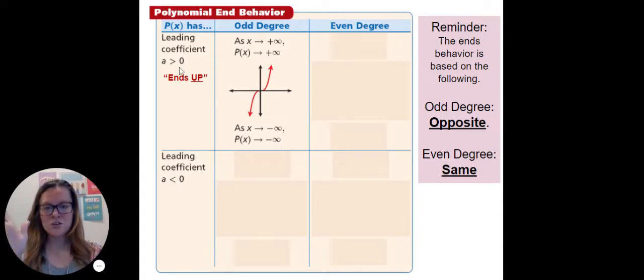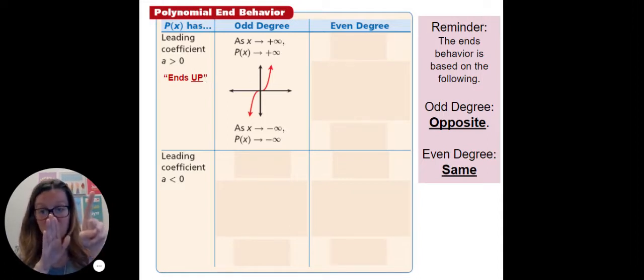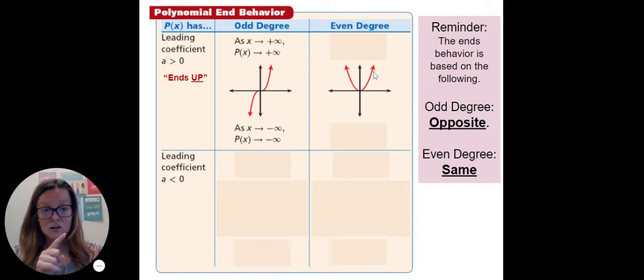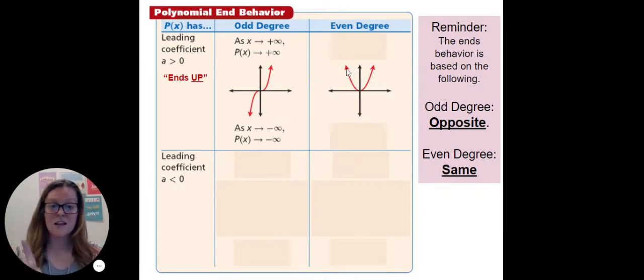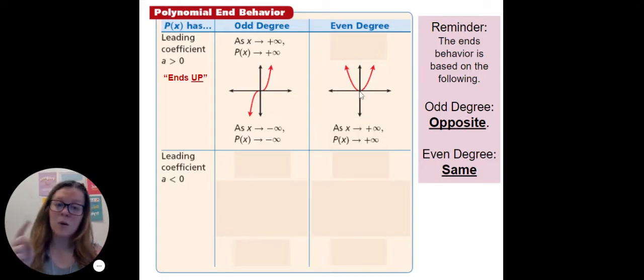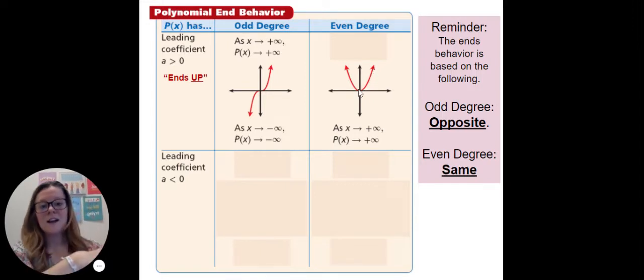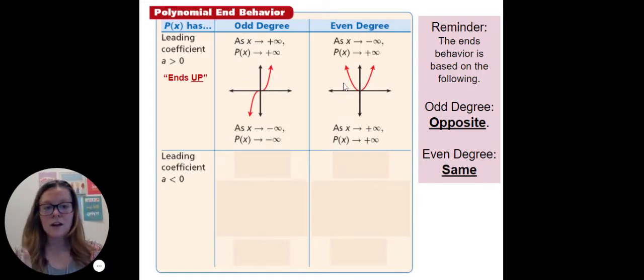Okay, so now we're going to do positive leading coefficient and an even degree. Well, again, my function is going to end up, and because they also have to go in the same direction, I'm also going to point this end up. Now that we have a sketch of our graph, we can say, hey, as x approaches positive infinity, my graph is going to positive infinity, and as x approaches negative infinity, my graph is also going to positive infinity.